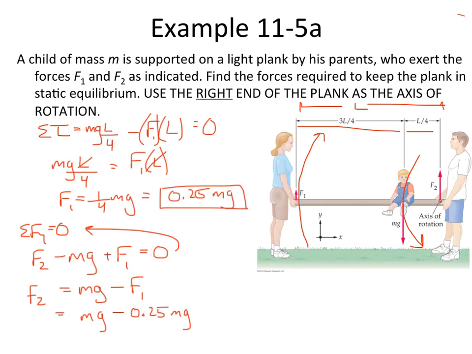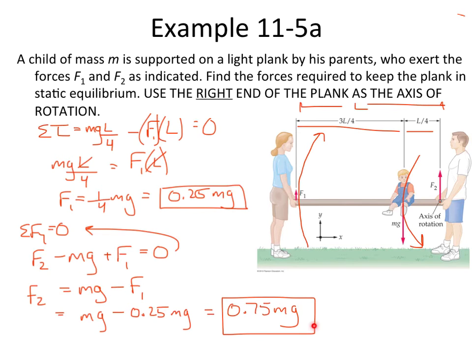Okay? So force 2 is going to be, what's mg minus 0.25 mg? That's going to be 0.75 mg right there, and that's our final answer for the force 2. So the man is supporting 3/4 of the child's weight, more than the woman is, partly because the child is a lot closer to the man's end right there. All right, so keep those in mind. The force 1, 0.25 mg, and force 2, 0.75 mg, are what they are.